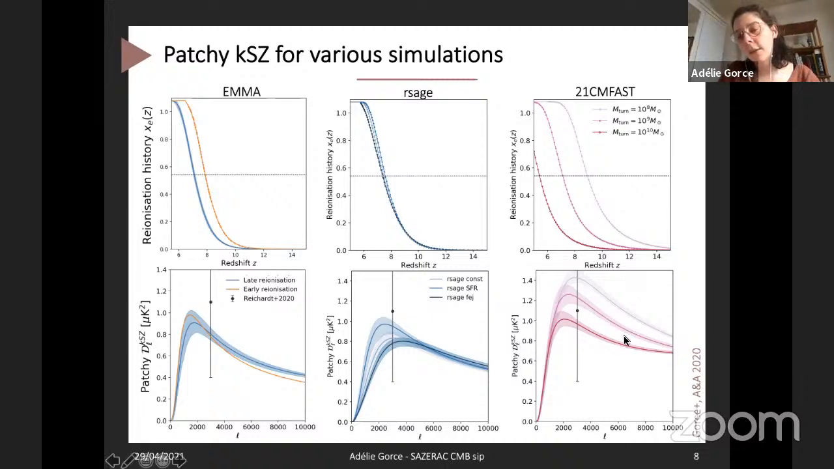And so the effect is the following. For low values of this parameter, you have smaller ionized regions because they're less efficient at ionizing, and you reionize earlier so that you have a higher amplitude, and you peak at higher multipoles. And reciprocally, for the 10 to the 10 solar masses, you peak at smaller angular multipoles.